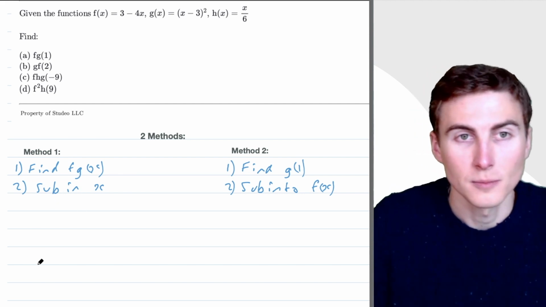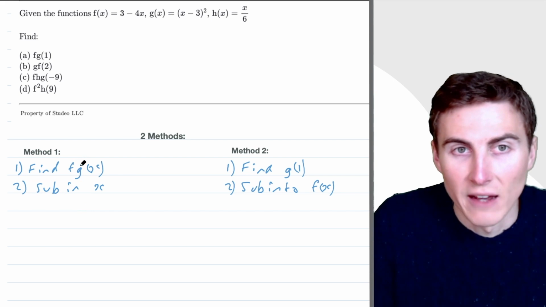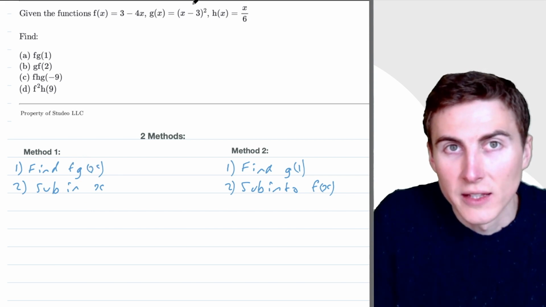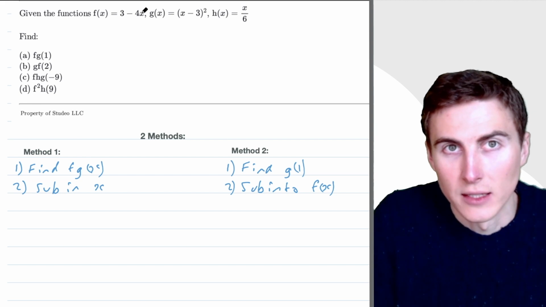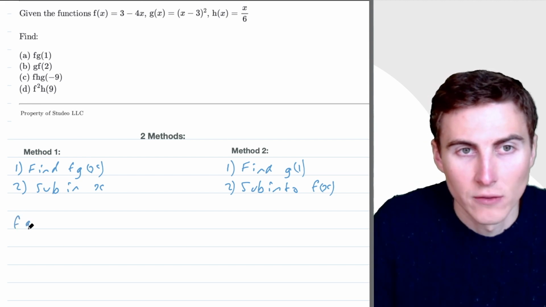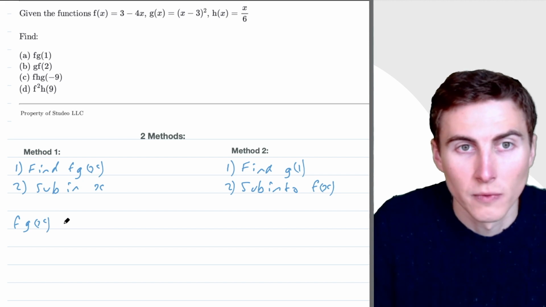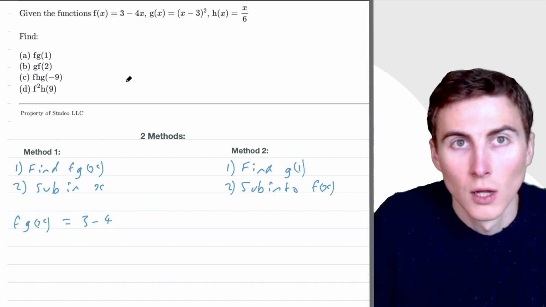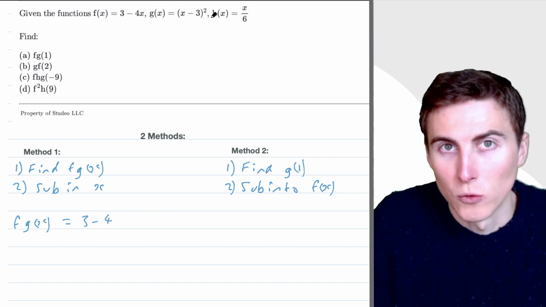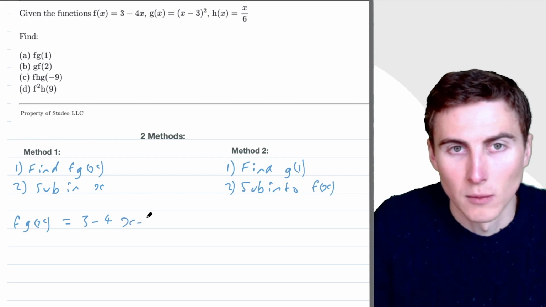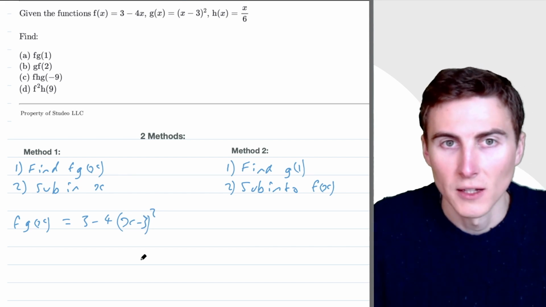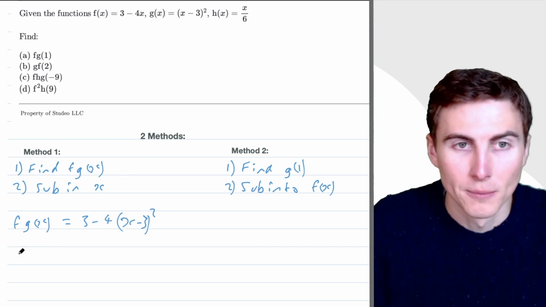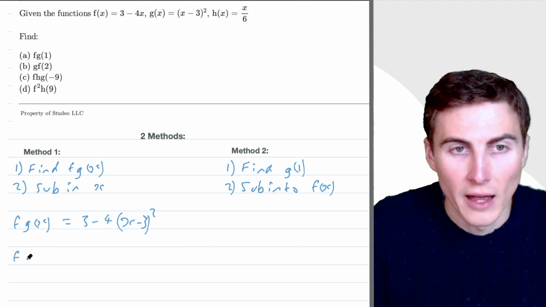Okay, so if we want to find the f(g) of x function, we take this whole g function and we put it in here to the f. So we're going to say f(g) of x equals, and then we do this bit, so we have the 3 minus 4, but then instead of x, we're going to put this whole g function. So we're going to have x minus 3 squared, like that.